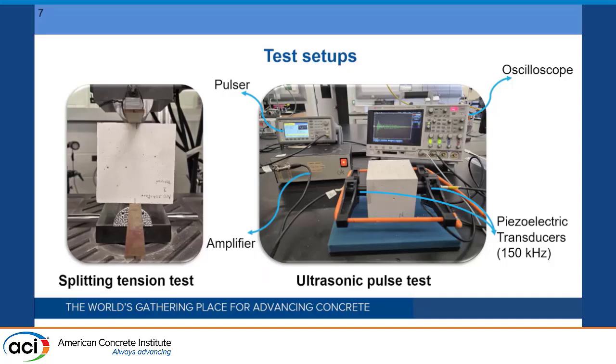This slide shows the setup for the tests that we conducted. On the left, we have the splitting tension test, and on the right, we have the ultrasonic pulse test. A wave is generated in the pulsar, is amplified, and then sent to the specimen by a transducer, and then received by another transducer and recorded by the oscilloscope. The frequency of the transducer that we used was 150 kilohertz. The reason for this choice was based on the dimensions of the specimen, the average velocity of sound wave in concrete, and the location of the interlayer, which was at 50 millimeters.